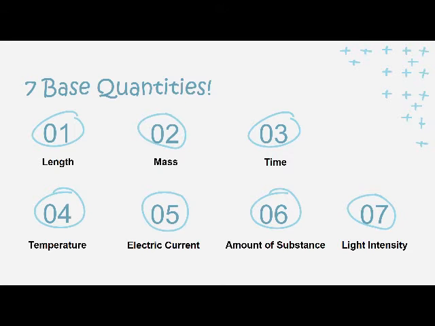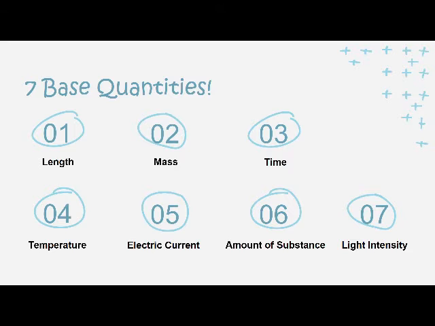And then we go to electric current. The basic quantity of electric current has a unit called ampere. Electric current is the amount of electric charge caused by the movement of electric charge flowing through a point in the electric circuit per unit time. The ampere is a unit of electric current in the international system.